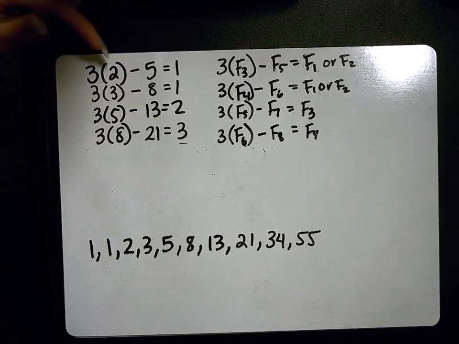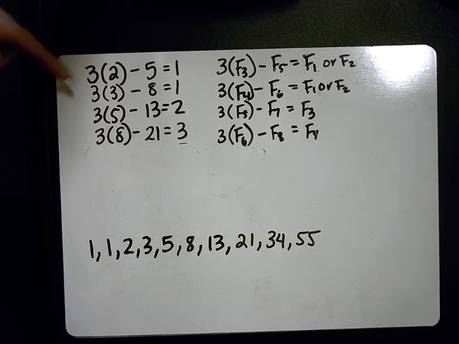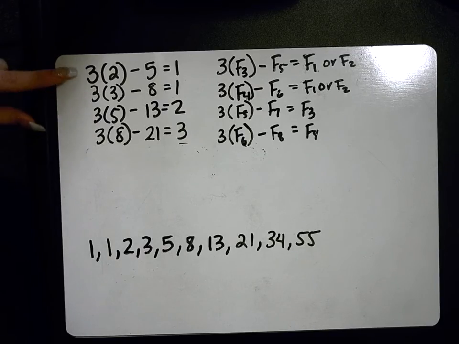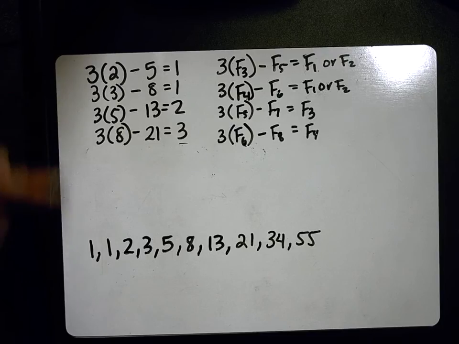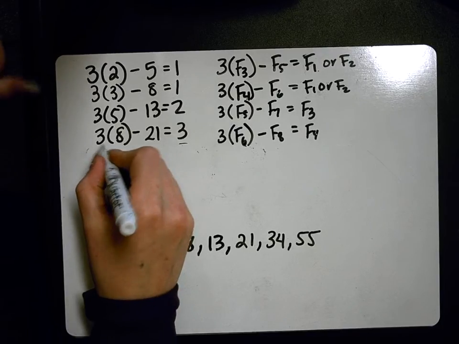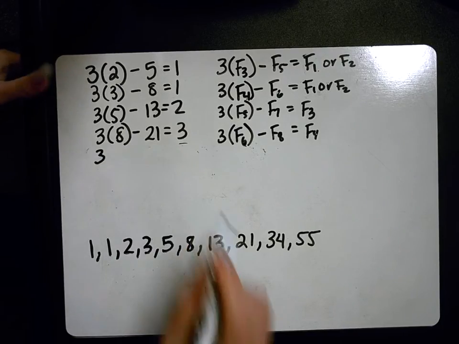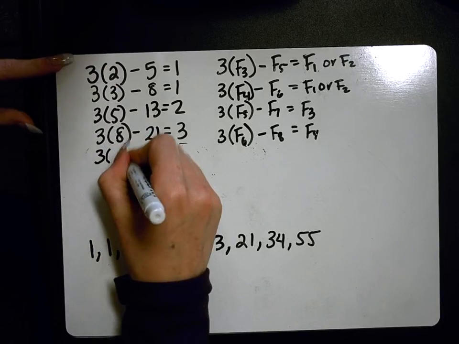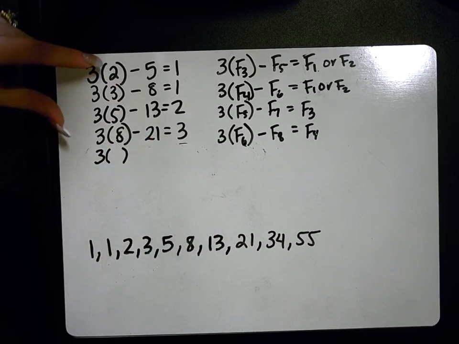We have 3 times 2 minus 5 equals 1. 3 times 3 minus 8 equals 1. What are the things that are exactly the same in each one of these four equations? If you look here, each one of these equations has a 3. That means our fifth equation is going to have a 3. In each equation there's a set of parentheses, but inside the parentheses the numbers are different.